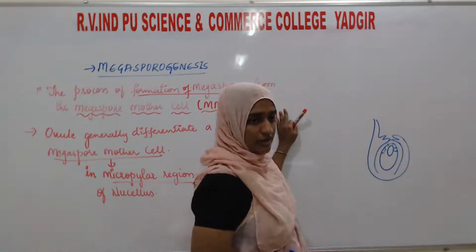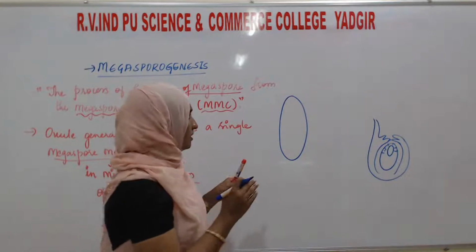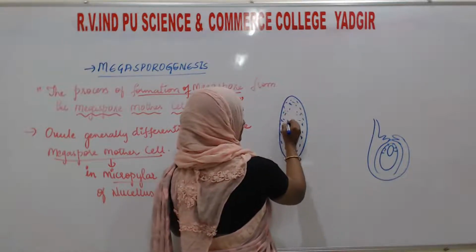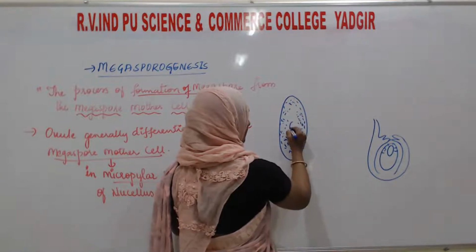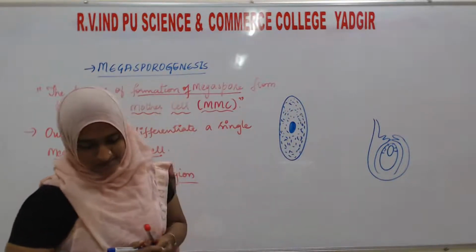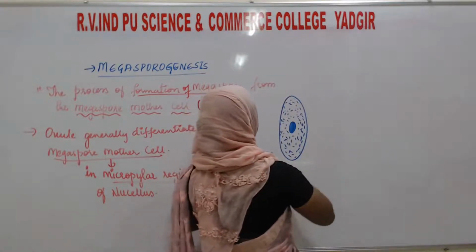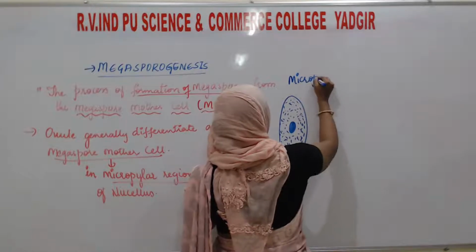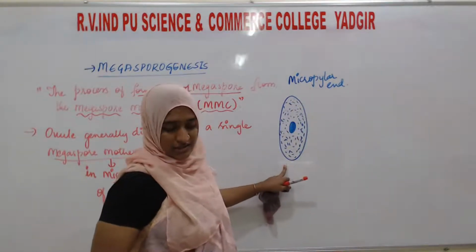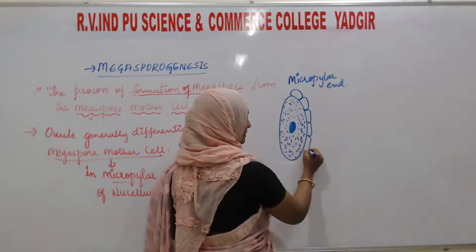So I am going to draw that cell over here. Let's see it. This is one larger cell which has a dense cytoplasm and a prominent nucleus. It will be like this. It is differentiated at the micropylar end, or micropylar region, of the ovule, where this larger cell is present, and around this cell there will be nucellus cells.